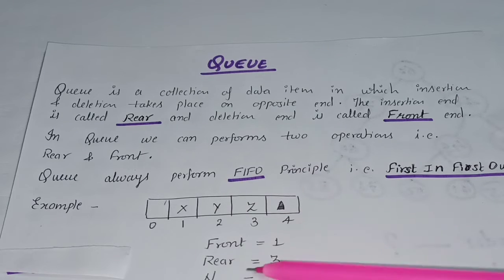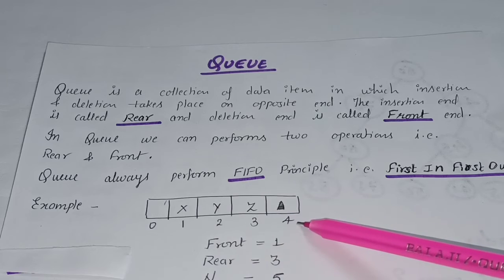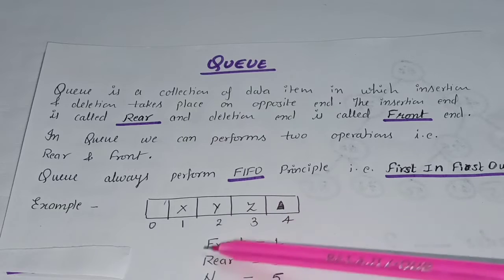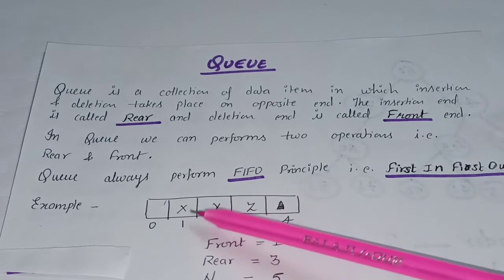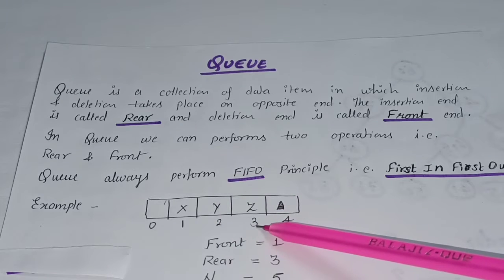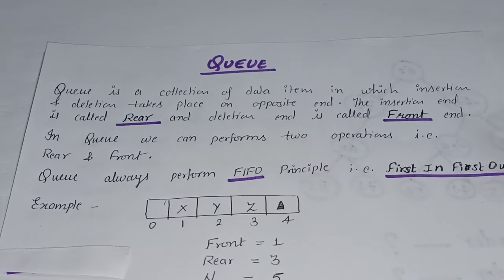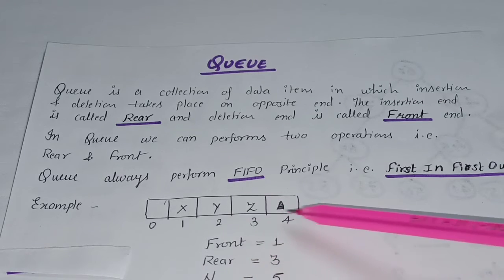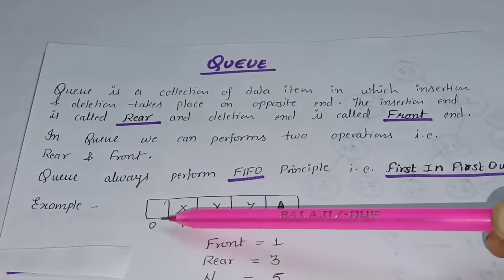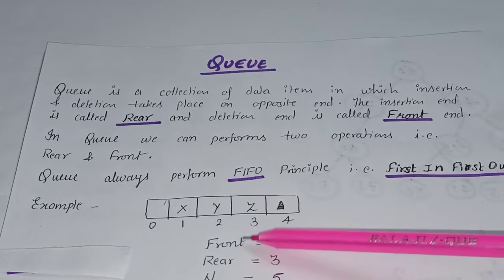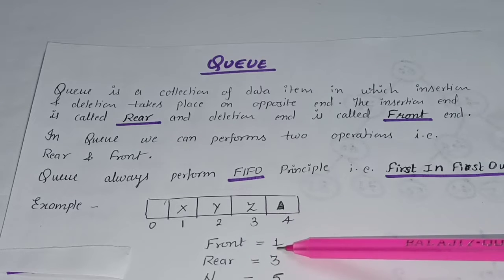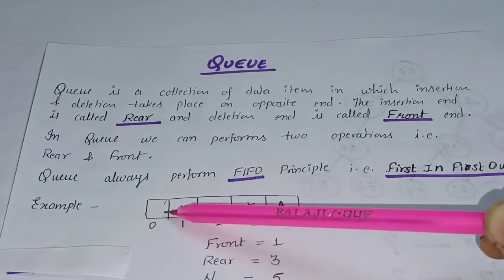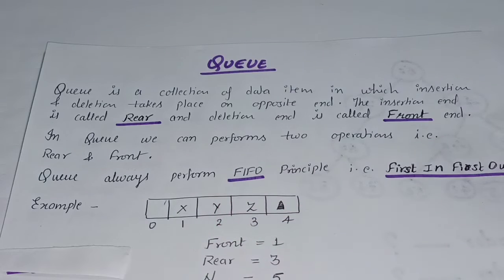Okay, the index positions are 0, 1, 2, 3, 4. So in the fourth index position there is no element. Okay, index 1 is filled by X, index 2 by Y, index 3 by Z. So the front position is 1, because in index 0 there is no element, and we delete elements from the front end. So front position is 1.